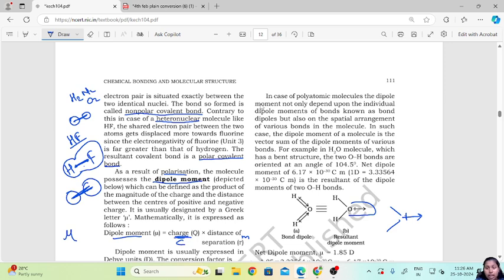Now, in such cases, the dipole moment of a molecule is a vector sum. Vector sum means the dipole moments of various bonds added together. For example, water molecule has a bent structure. The two OH bonds are oriented at an angle of 104.5 degrees. Right. Now, the net dipole moment will be 6.7 into 10 raised to the power minus 30 coulomb meter. This is the resultant dipole moment of the two OH bonds, where both the OH bonds are considered and the resultant dipole moment is taken.